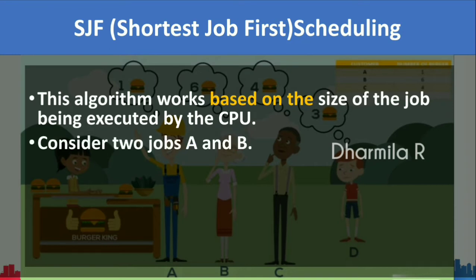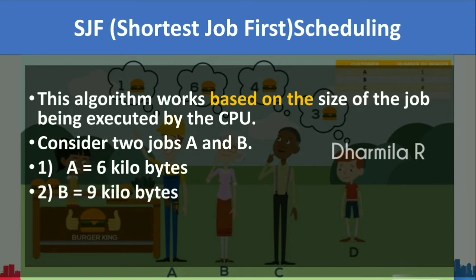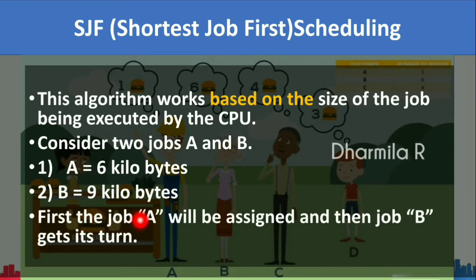So for example, consider we have two jobs A and B, and the size of job A is 6 kilobytes and size of job B is 9 kilobytes. Now analyze which one will execute first. Yes, job A will be executed first because job A is smaller in size. So first job A will be assigned and then job B gets its turn. So this is the second algorithm in process management, that is shortest job first.